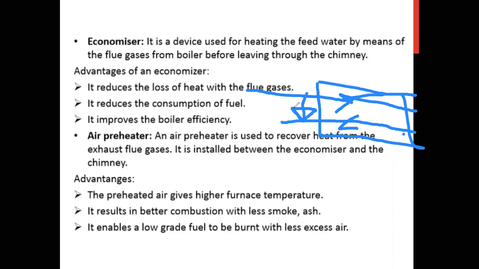So we require less fuel to make it steam. Now we require less fuel to make steam, which improves the overall efficiency.